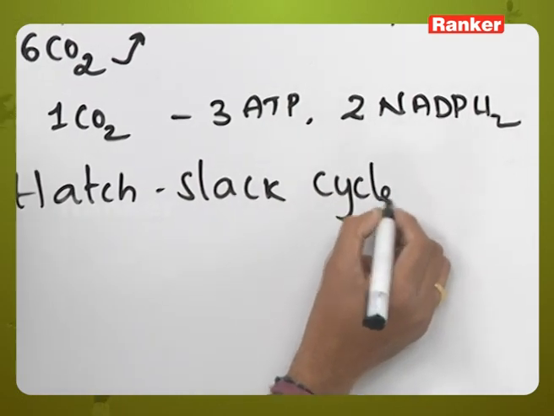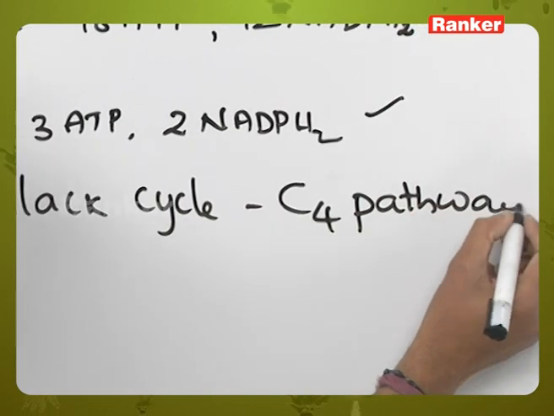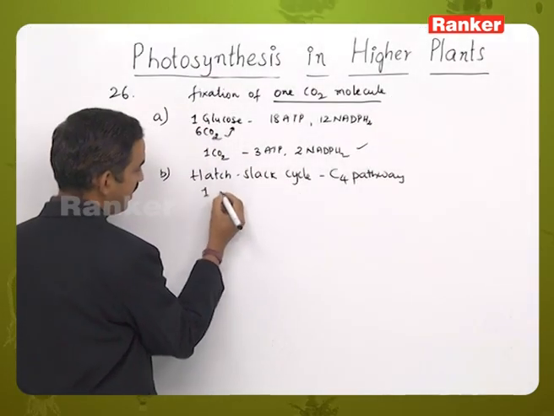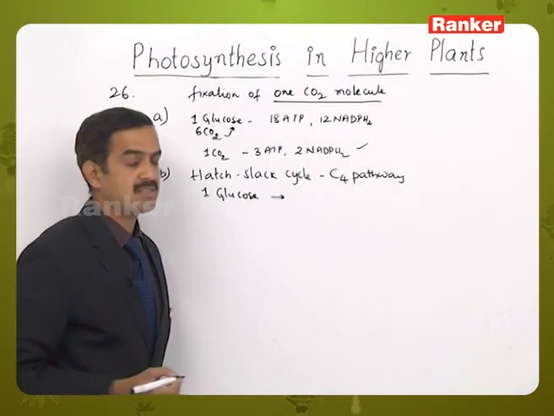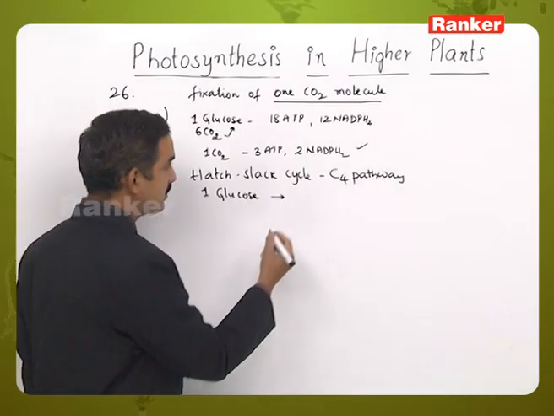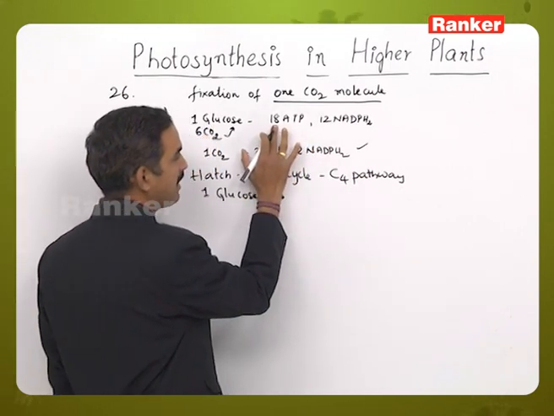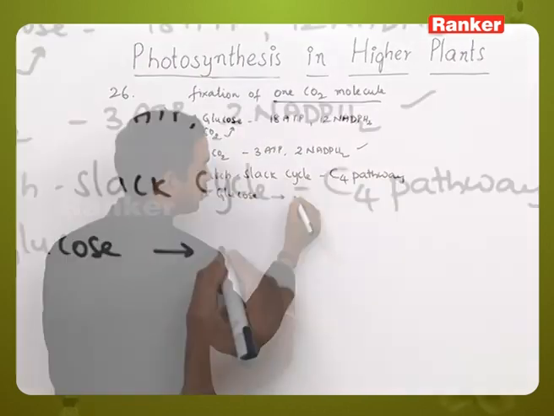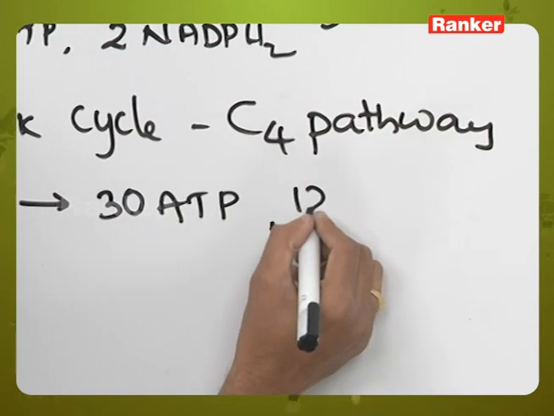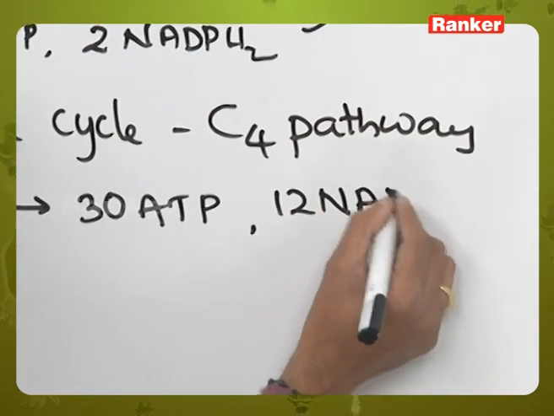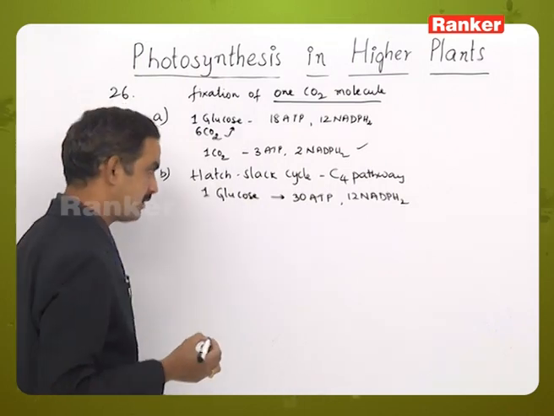The Hatch-Slack cycle is nothing but the C4 pathway or C4 cycle. In the C4 cycle also, to produce one glucose molecule, they require an excess amount of ATP molecules, that is, an additional 12 ATPs compared to the C3 cycle. 12 means 18 already in the C3 cycle and 12 in excess. That means a total of 30 ATP are required, and there is no change in the number of NADPH2 molecules. So the number of NADPH2 will be 12 only.